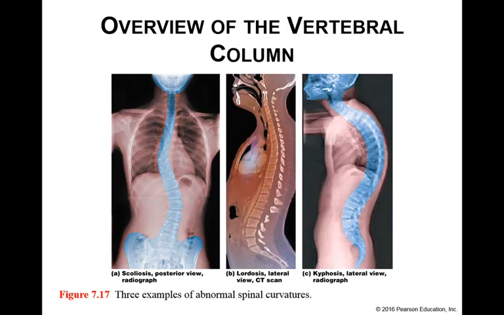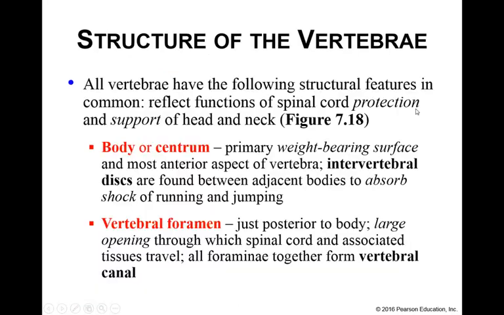And here are some nice images. This first one here, you can see the lateral curvature there. That's the scoliosis. This would be lordosis. This is a sway back. And then kyphosis would give you your exaggerated thoracic curvature there.